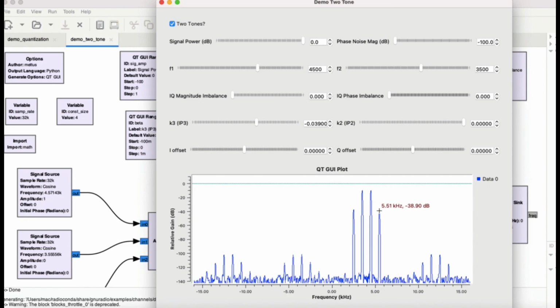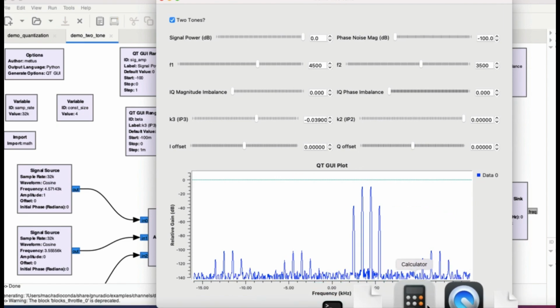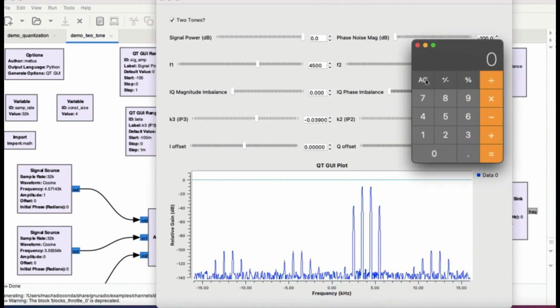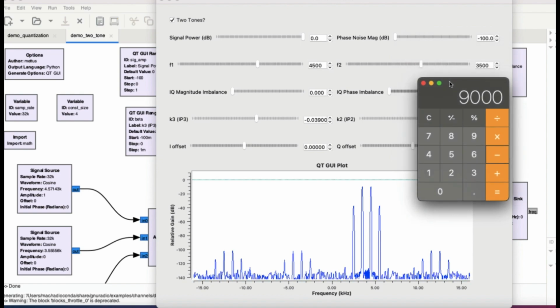You start seeing another component at about 5500. You will also have this component as well. Plus you will also start generating components like 2 times f1 plus and minus f2. So let's do this calculation. I have my calculator handy here. So 2 times f1, so 2 multiplied by f1, which is this 4500, and once I do that, let's subtract f2 from it, because these are the inherent components. F2 is 3500.